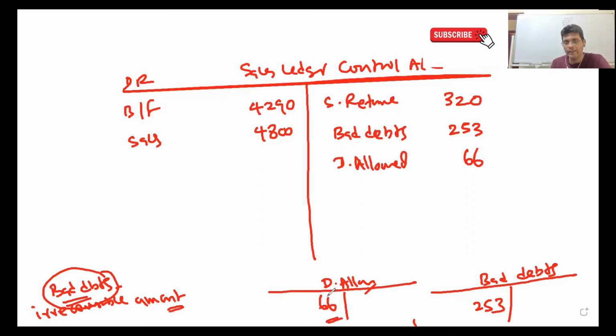And finally, we have received cash amounting to 5,421. When you receive cash, what should you do? Debit the bank account and credit 5,421 to the sales ledger control account. Okay, now you need to balance this.